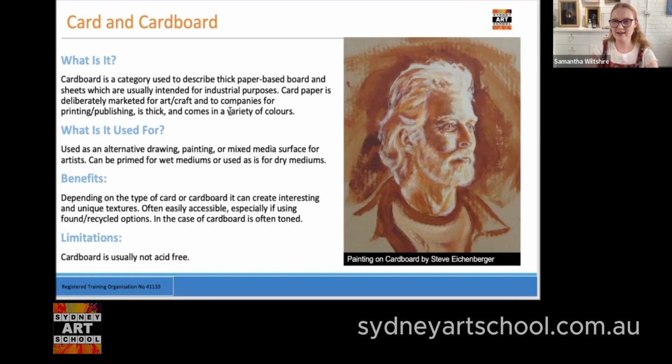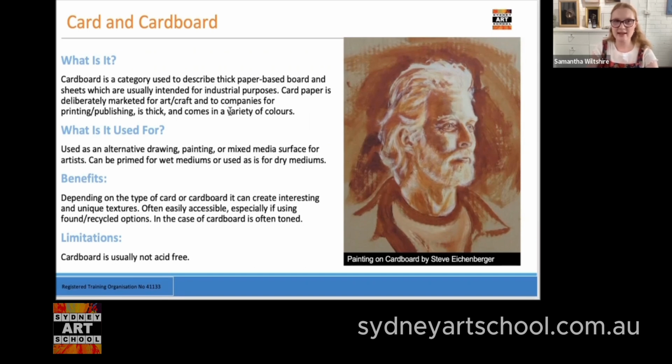Let's now have a chat about card and cardboard. Card and cardboard are slightly more out-of-the-box surfaces that you could work on. And cardboard basically is just a category used to describe thick paper-based board or sheet, which is typically used for industrial purposes. Card is a little bit different.